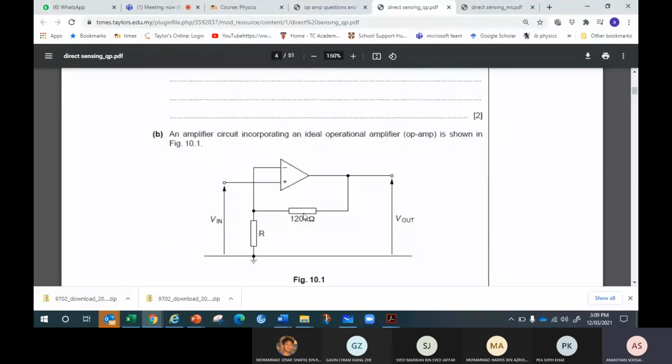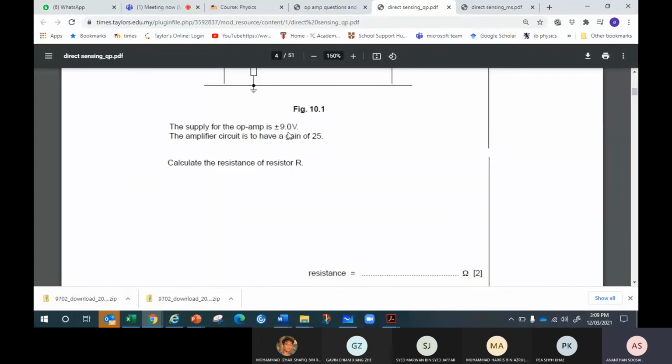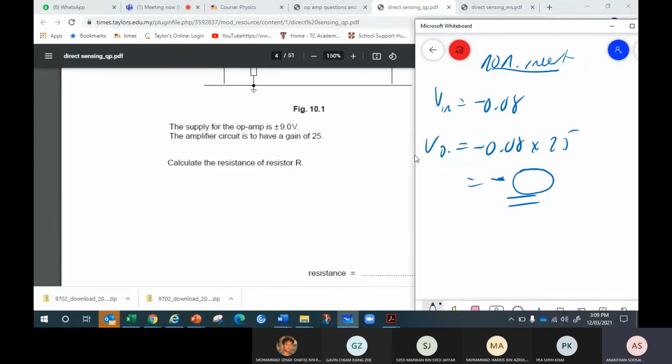Go to the power supply. How much is the power supply? Power supply is positive 9, negative 9. Check this value. If this value is less than negative 9, then not saturated. 0.08 times 25, I think less than negative 9. Smaller magnitude, so never saturate. So if you got negative 8.2, leave it as negative 8.2, the answer. Okay, so that's the answer.